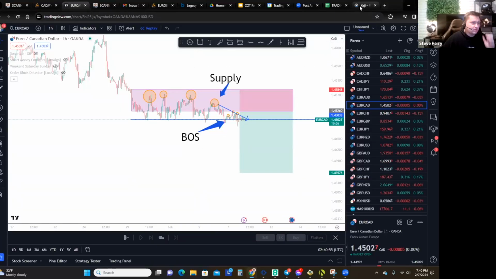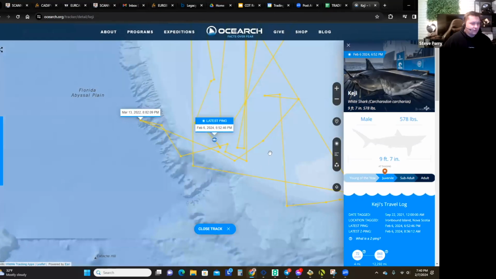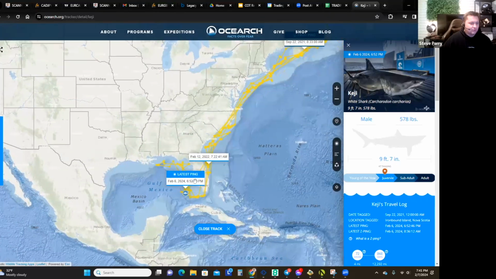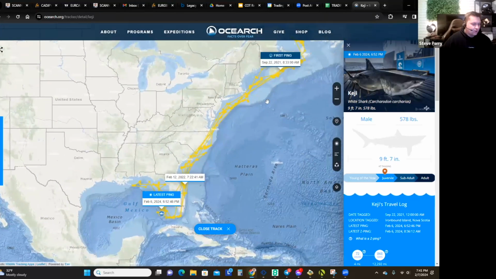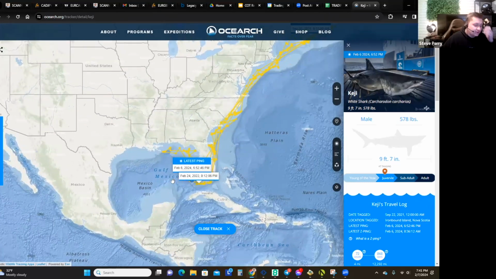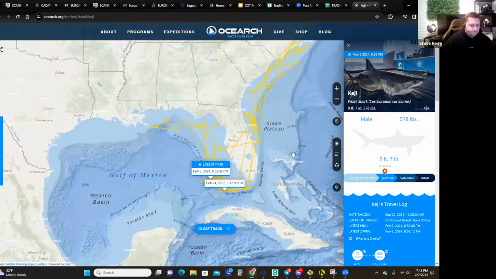That's called OCEARCH.org. If you ever want to just go see, you can click on different animals that they track. And it's really kind of fun actually to see where they go every day. Some of them travel pretty far in just a single day. Some of them don't really go very far. Yeah, kind of fun to see actually.